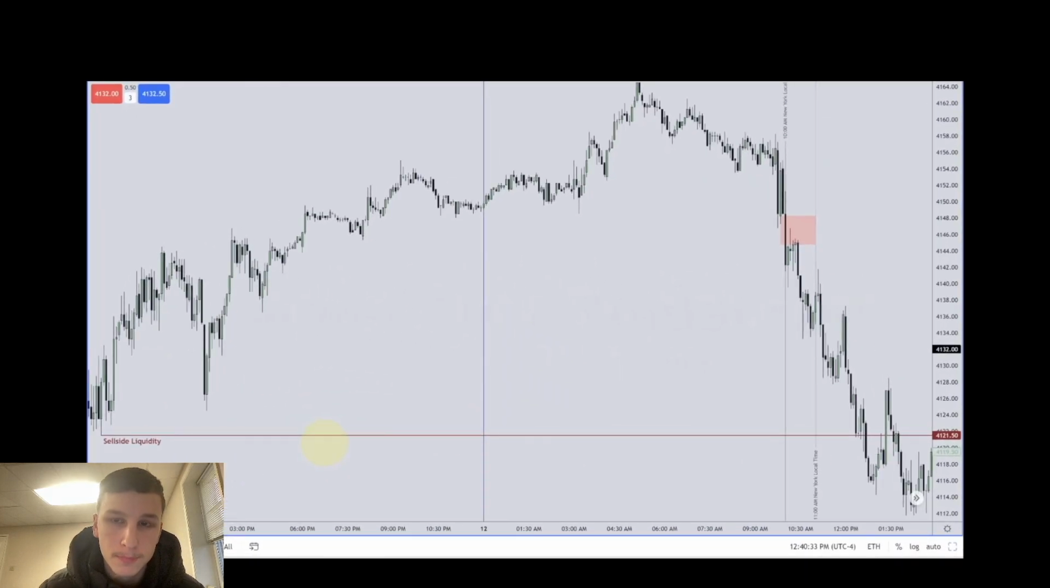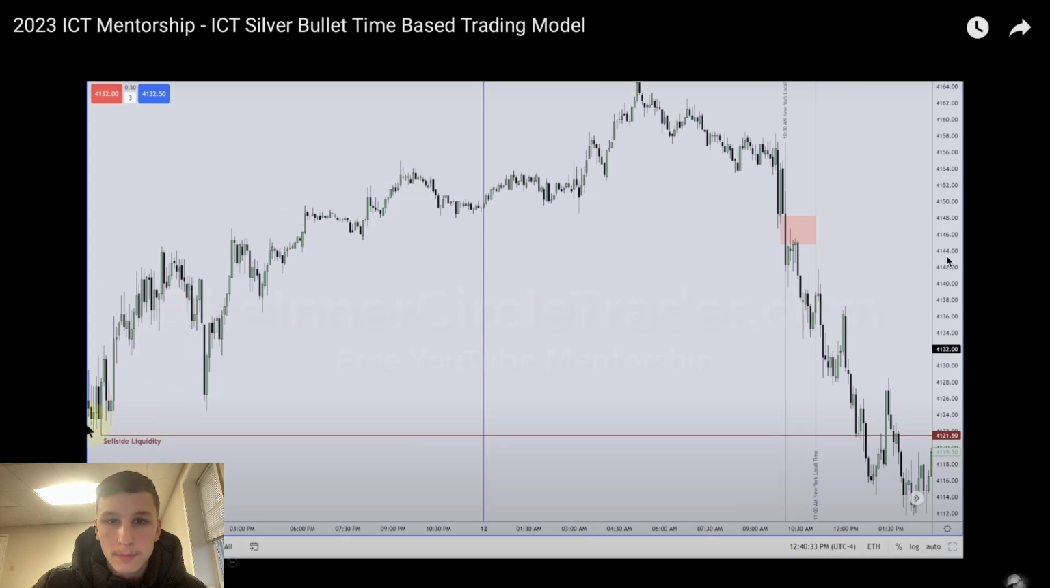Okay, so we are looking at the E-mini S&P once more. And the idea is between 10 a.m. New York local time and 11 a.m., we wait for when the market's bearish. Relatively equal lows, there's sell side resting.